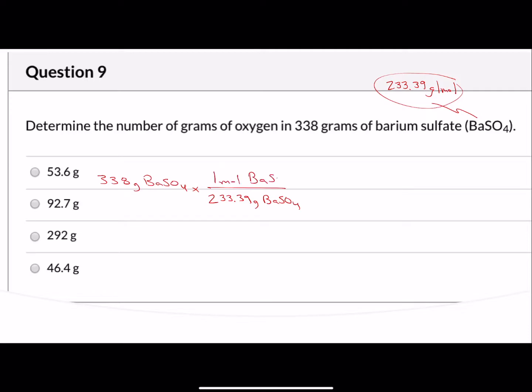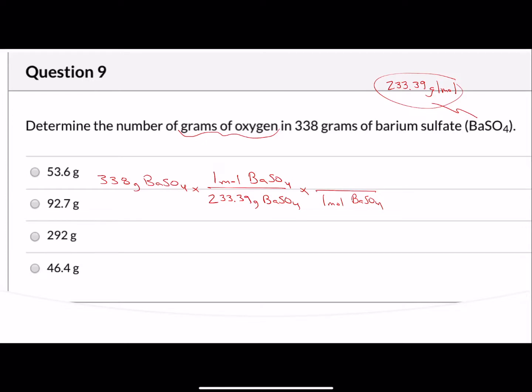And you might be thinking, okay, well, that's great. That tells me the number of moles of barium sulfate, but I want to know the number of grams of oxygen. Well, I see that the ratio between the number of moles of barium sulfate and the number of moles of oxygen, I can just get that by looking at the formula here. And I know that in 1 mole of BaSO4, so my barium sulfate, how many oxygen atoms do I have?